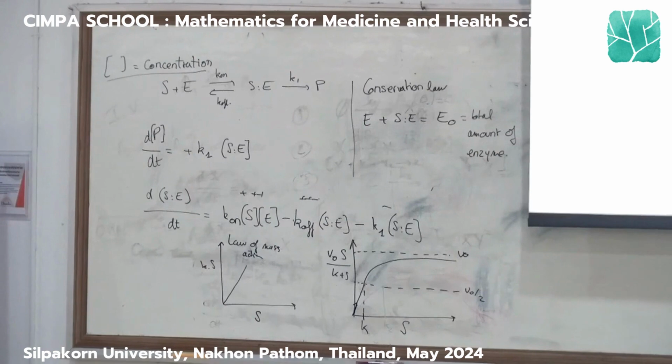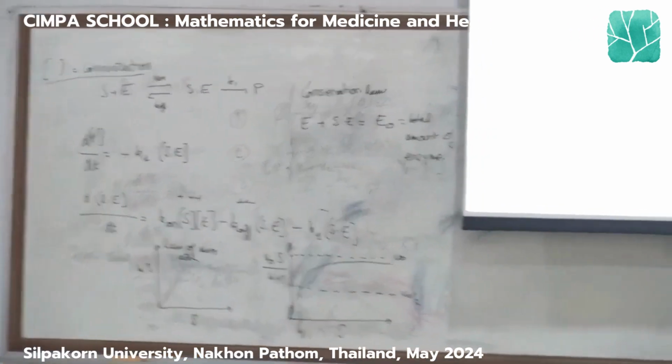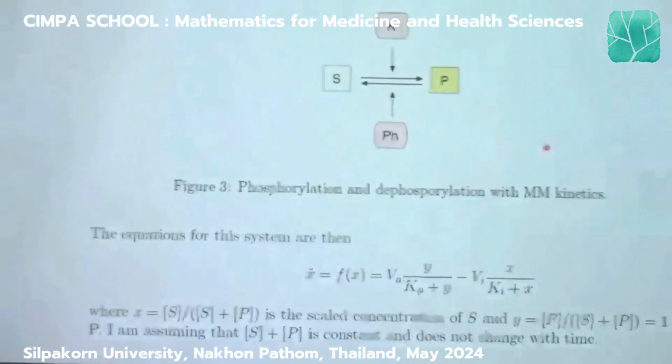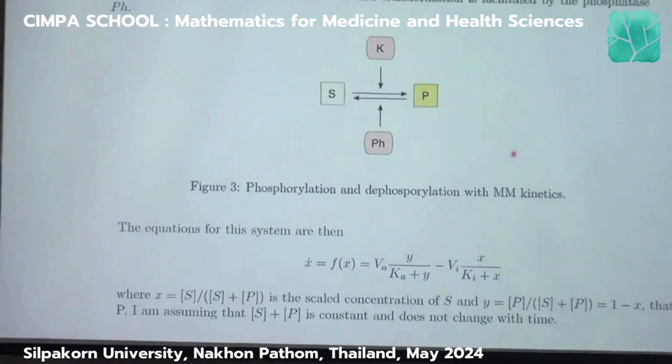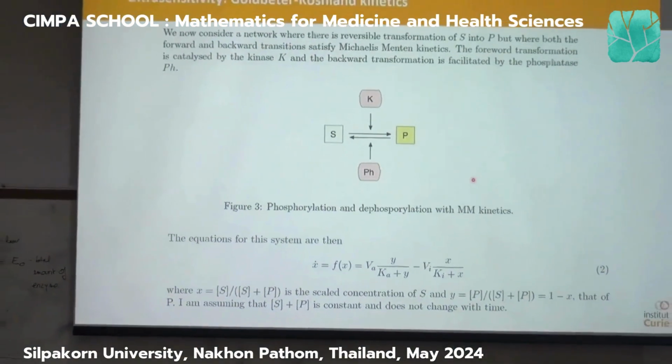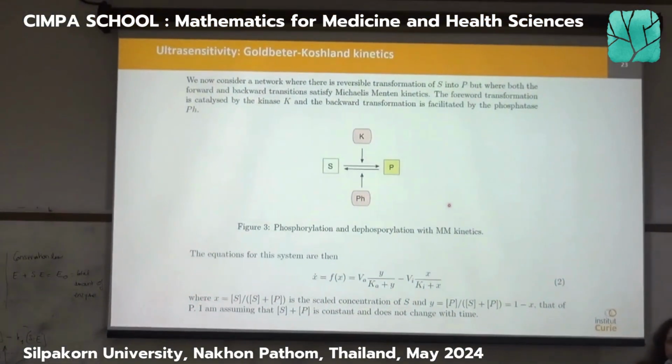Okay, let's go very briefly to another type of reactions which are completely related to Michaelis-Menten. It's called the Goldbeter-Koshland kinetics. Actually, Albert Goldbeter is a famous biochemist, he was trained as a biochemist in Belgium at the Université Libre de Bruxelles. And he has worked with his colleague Koshland, I don't know his first name, on this type of reactions.